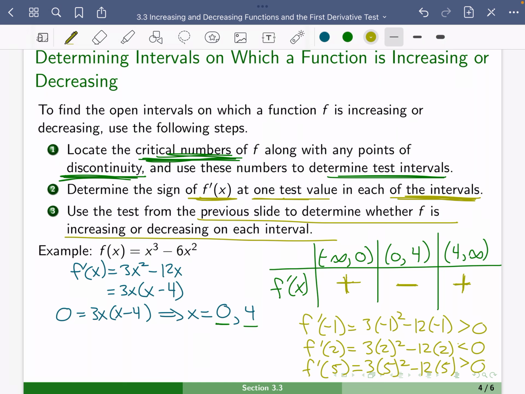Now, what does that tell us? Well, wherever the derivative was positive, it is increasing. So our function is increasing on the interval from -infinity up to 0, union with 4 to infinity. And our function is decreasing on 0 to 4. And that's how we can identify whether a function is increasing or decreasing.